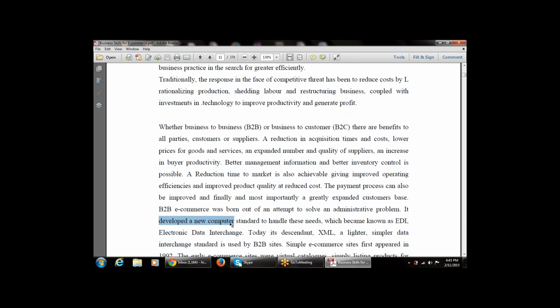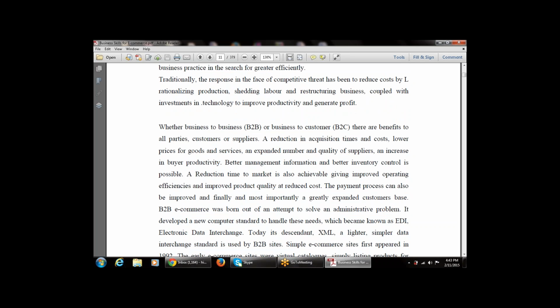It developed a new computer standard to handle these needs, which became known as EDI. That is, e-commerce also developed a new standard that satisfies the needs of a business, known as EDI, the electronic data interchange. It is used by different businesses for electronic payment. So the full form is electronic data interchange.